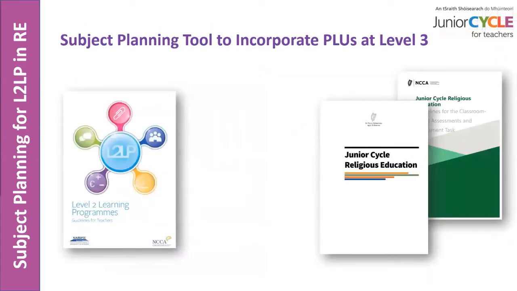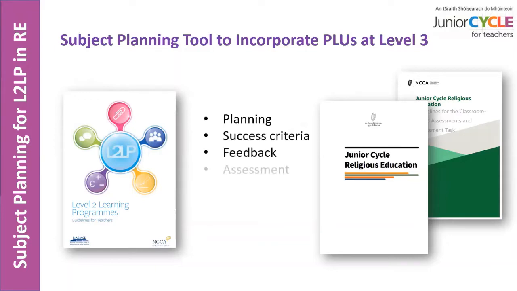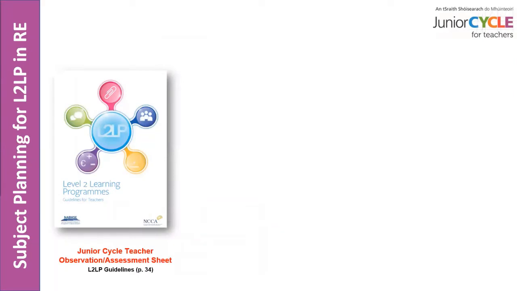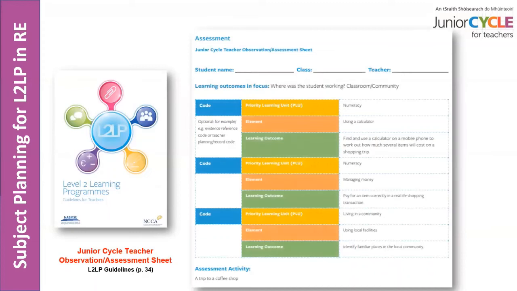The Level 2 program guidelines and the RE specifications and assessment guidelines both incorporate elements of planning, success criteria, feedback, assessment, and reporting. On screen in this section of the Level 2 Learning Programme Guidelines, you'll find an excerpt from page 34 and an example of a priority learning unit.